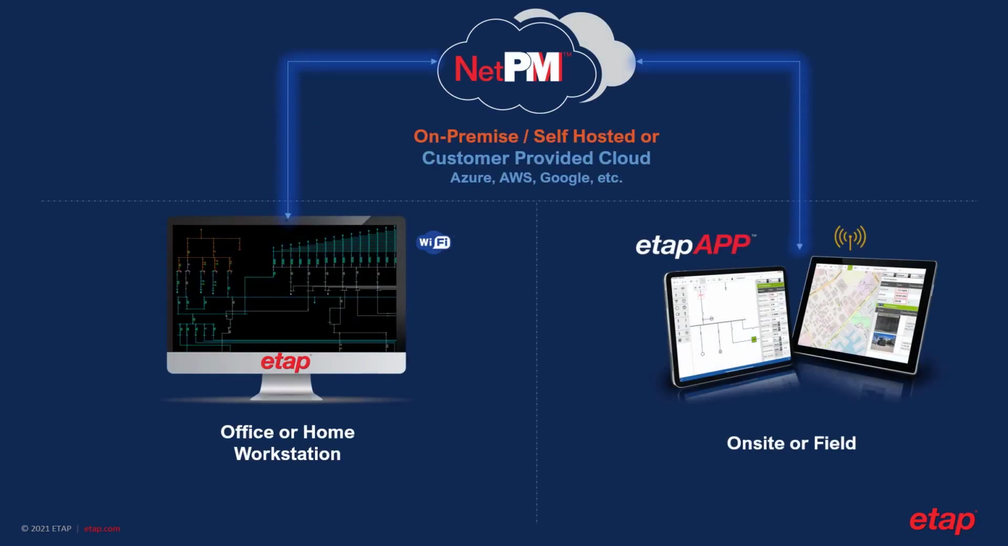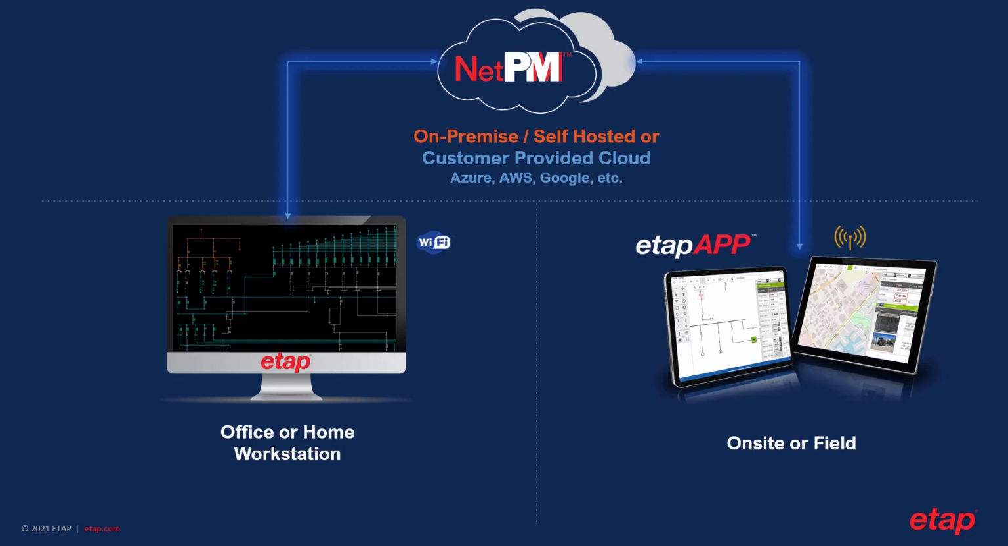So here's our quick connectivity, and I'll show you how this works within the software. You can have ETAP at your office or home on your workstation, and the typical connection between ETAP to NetPM would be over Wi-Fi, because most of us use Wi-Fi at home. And the NetPM, which is the cloud service, can be on-premise. You can host your own within your IT infrastructure. So it's on-premise or self-hosted, or it could be a cloud service provided by your IT. So that could be either Azure, Amazon, Google, or others.